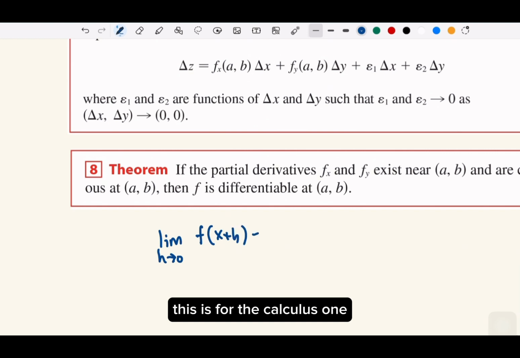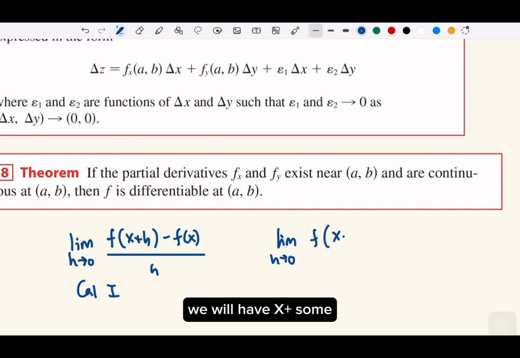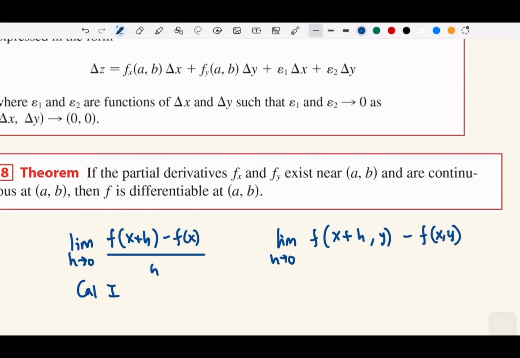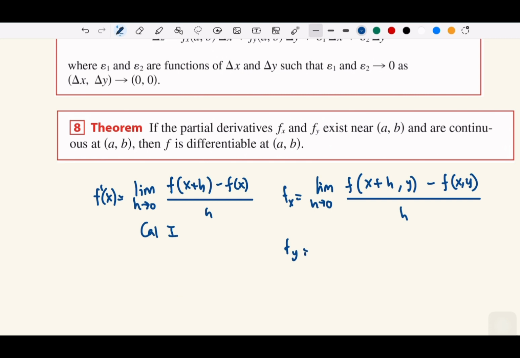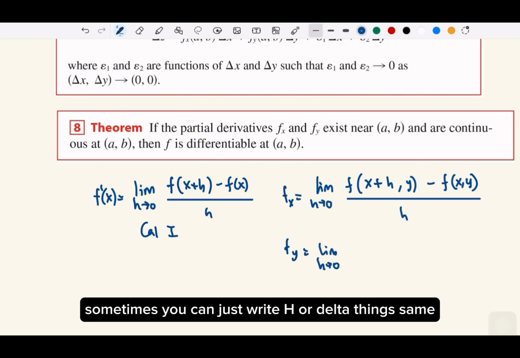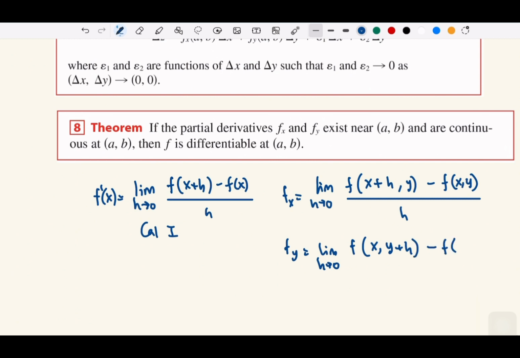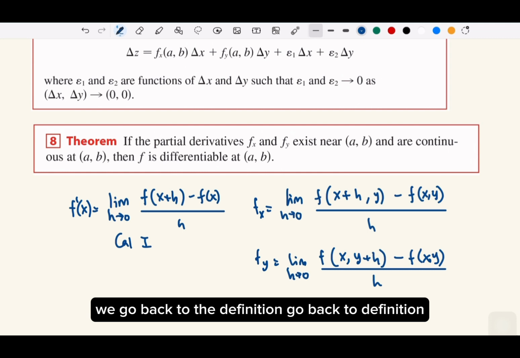This is for calculus one. Calculus two is: we will have x plus some h, and then y, and then this will be f(x, y). This is for partial x, just for the first derivative. And this is for partial y. Sometimes you can just write h or delta, the same meaning. Now it's y that needs to change. So if we want to know whether it exists or not, we go back to the definition.